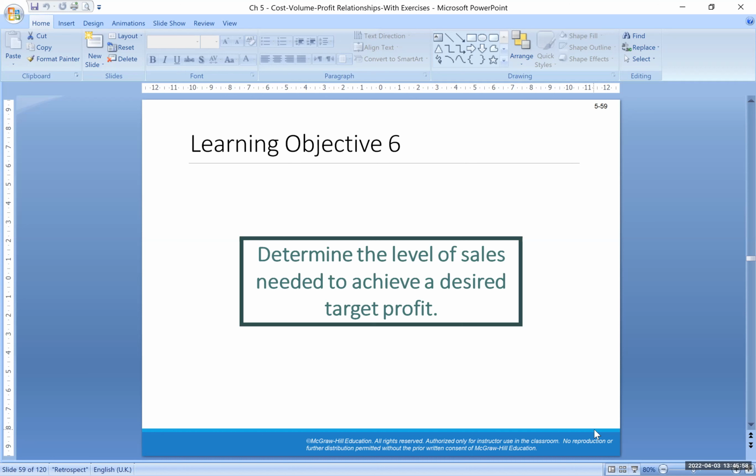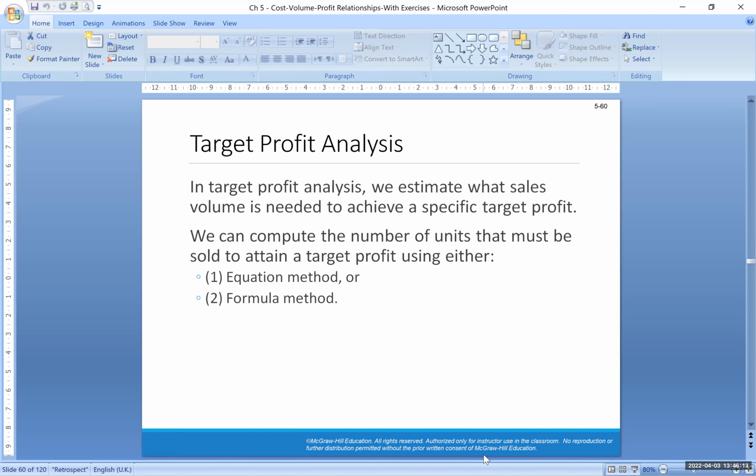So what is the amount that I need to sell in sales dollars in order to achieve that amount of target profit? If we calculate it in units, it means I have to sell that many units in order to get that target profit. Then our learning objective number 6, determine the level of sales or units needed to achieve a desired target profit. So the topic is the target profit analysis.